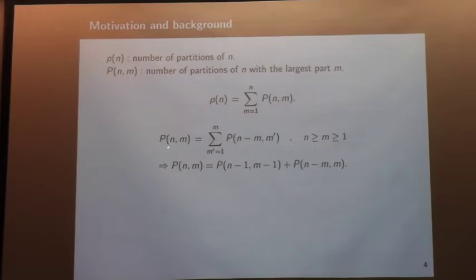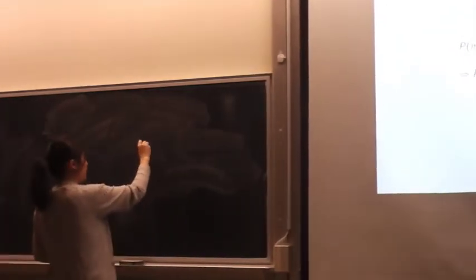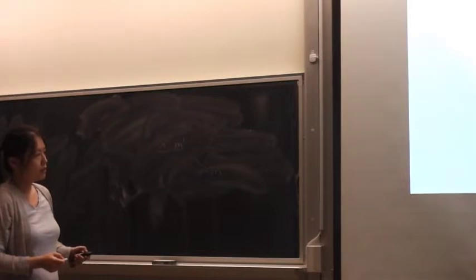This is saying if we have a partition where the largest part is equal to m, after we chop off the largest part, what we're left with is a partition of the integer n minus m. And let the second part be m prime. So, m prime can range from 1 to n.